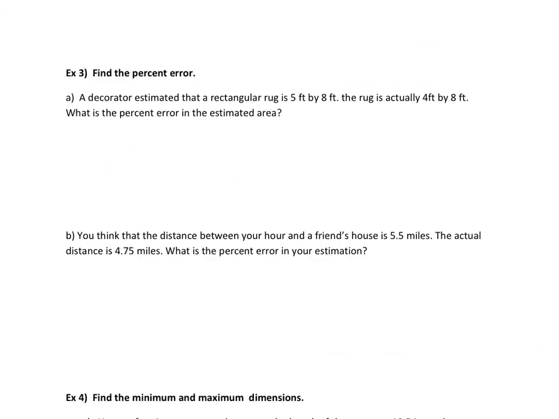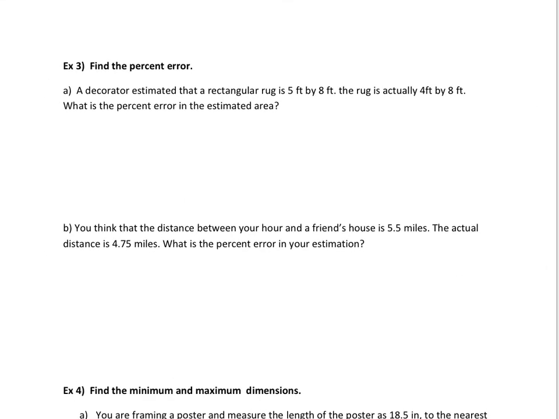Example 3: a decorator estimated that the rectangular rug is 5 feet by 8 feet. The rug is actually 4 feet by 8 feet. What is the percent error in the estimated area? When we look at this, the first thing we have to notice is that it is asking us to find area. That's the important part there.